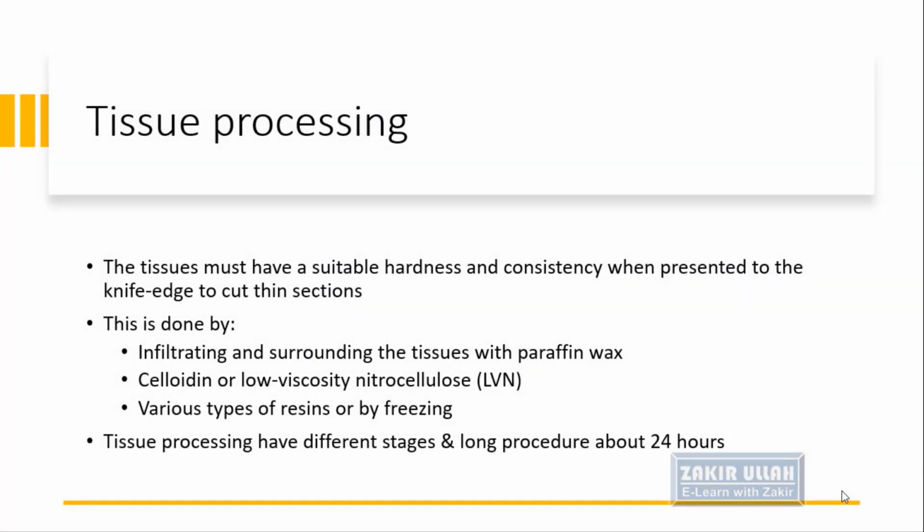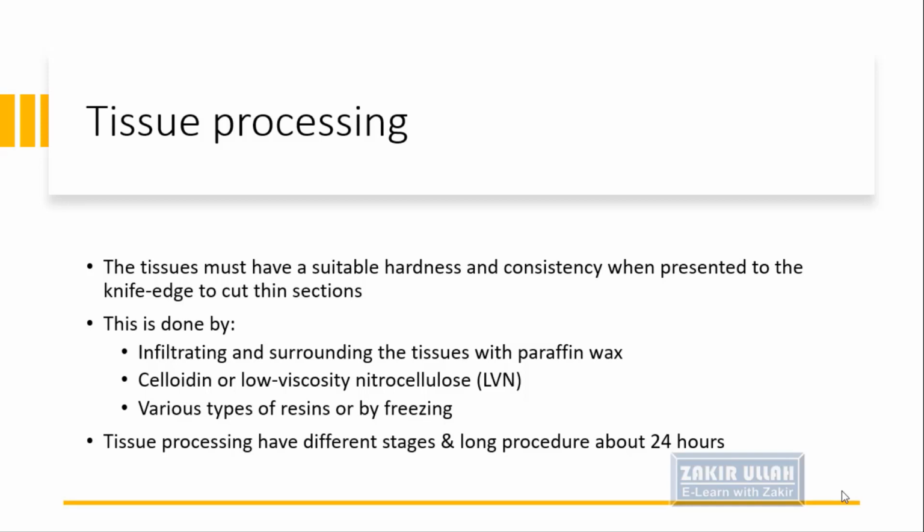The tissues must have a suitable hardness and consistency when presented to the microtome to cut into thin sections. This processing is done with the help of infiltration and impregnation, and surrounding the tissue with paraffin wax or celloidin or low viscosity nitrocellulose. It is also done with the help of resin or by freezing the tissues.